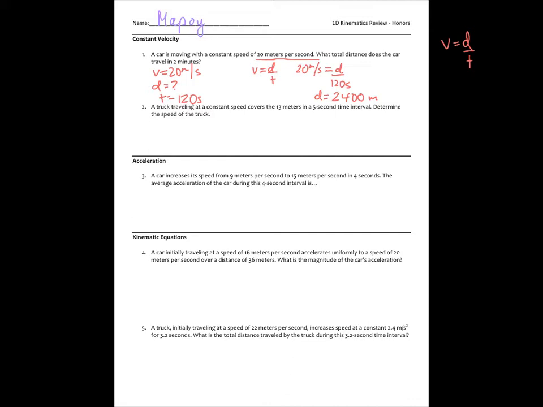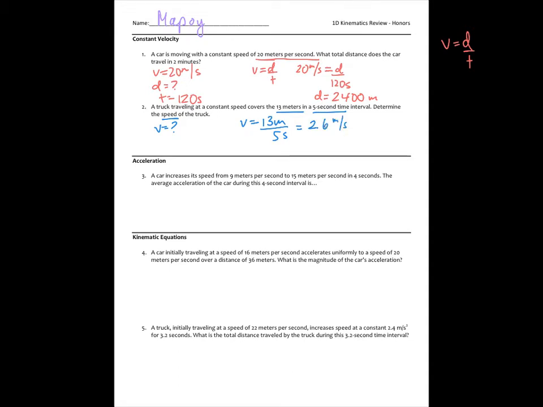Number 2, same idea. A truck traveling at constant speed covers 13 meters in a 5-second interval. We need to find the speed, so that's a question mark. 13 meters over 5 seconds. This should turn out to be 2.6 meters per second.